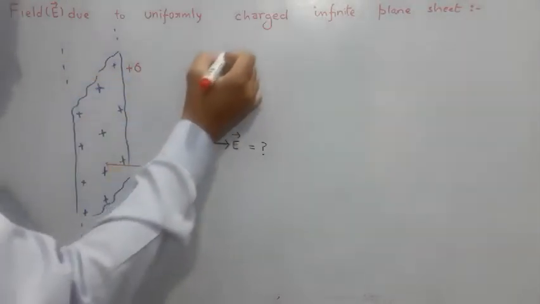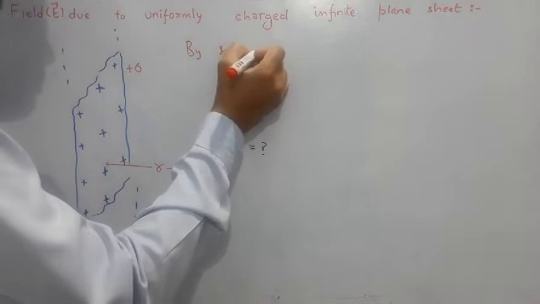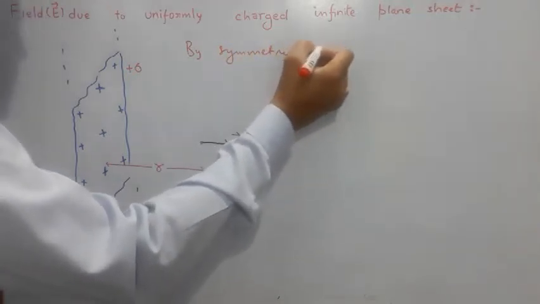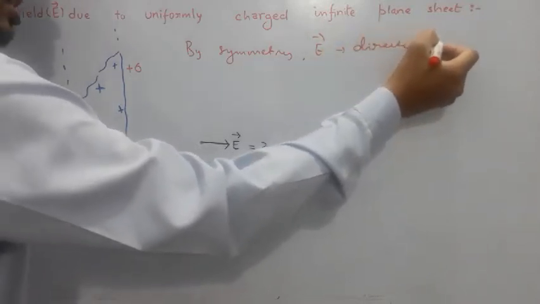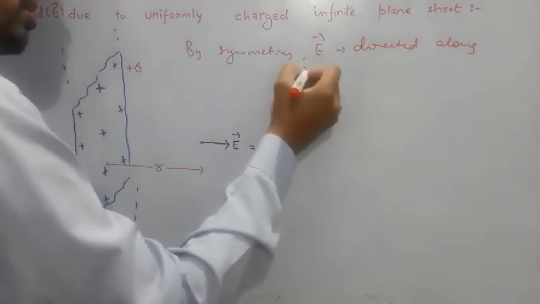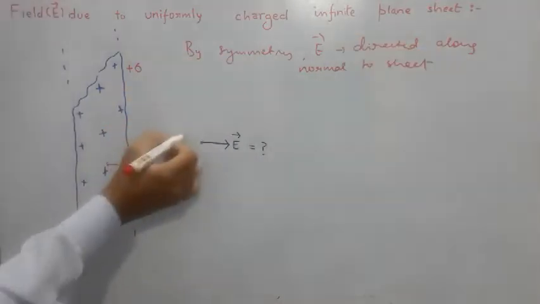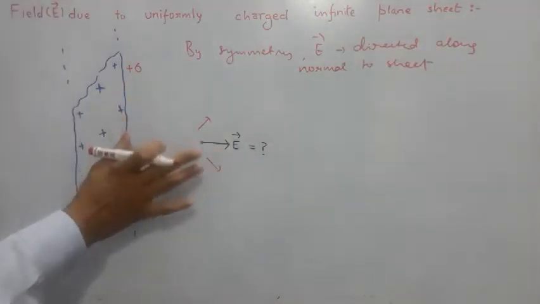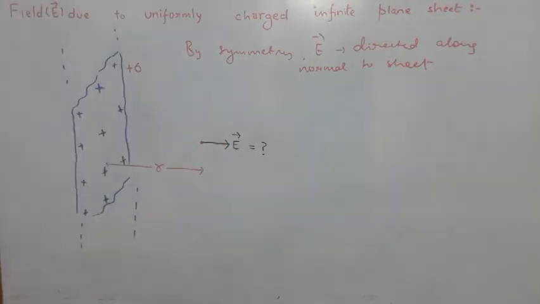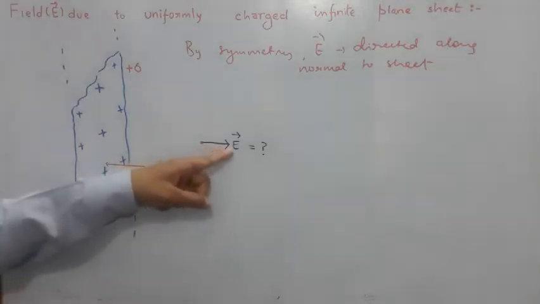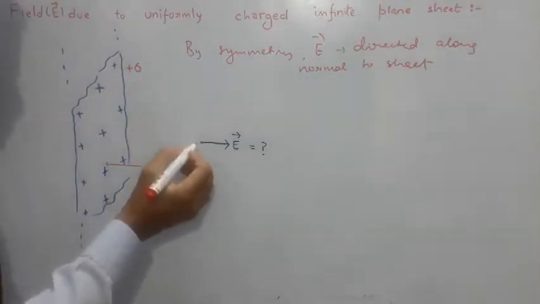Before we draw the Gaussian surface, first thing that you have to understand, student, is that by symmetry, the electric field must be directed along the normal to the infinite plane sheet. It cannot be directed like this or like this. That we can say on account of symmetry. That's why I have drawn the direction of electric field like this. Then to calculate its magnitude, we'll draw a Gaussian surface in the form of a cylinder.